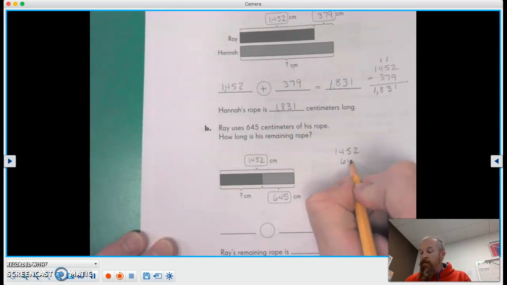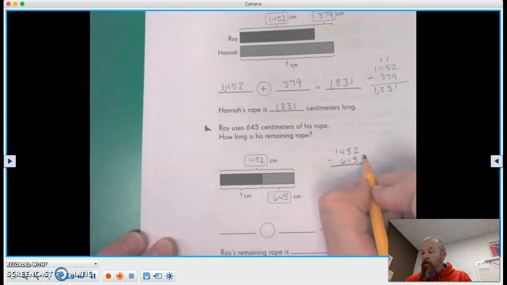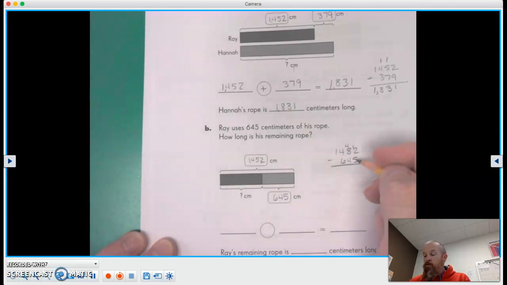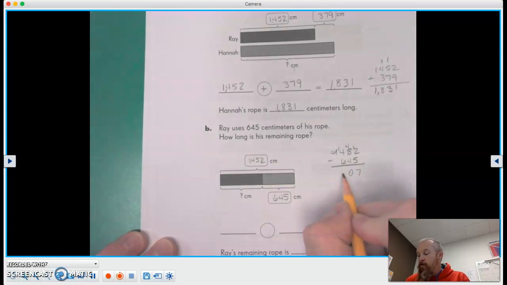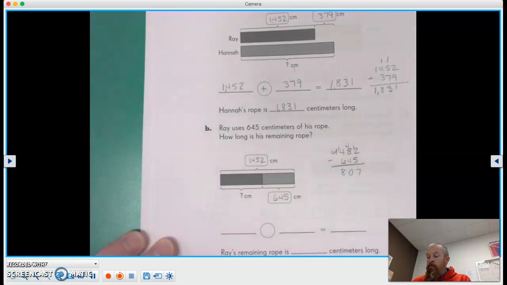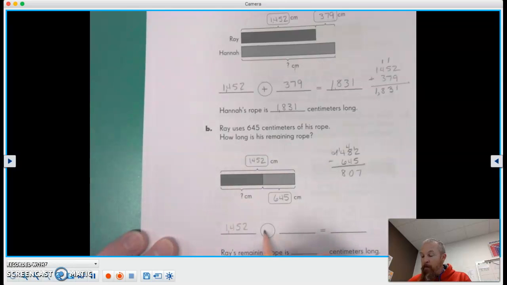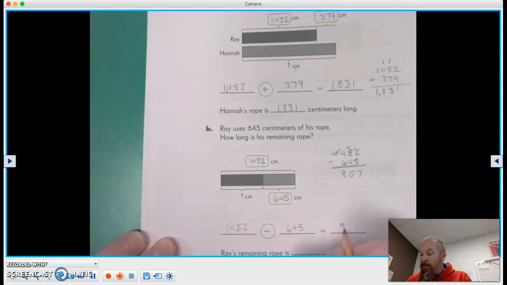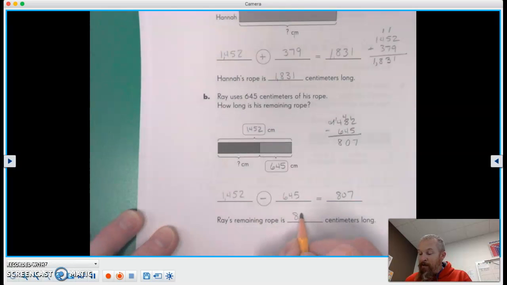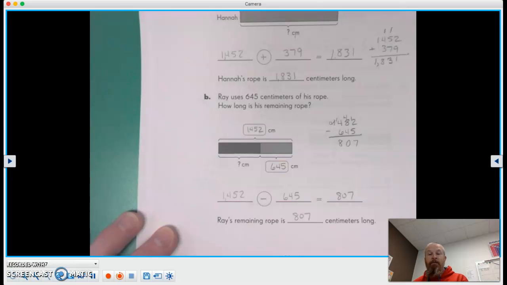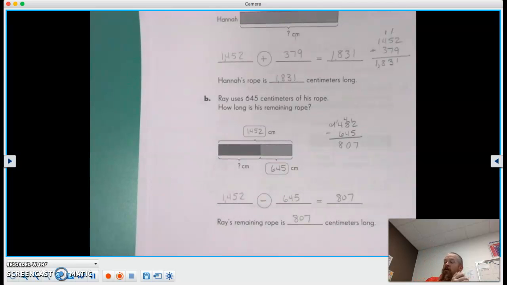1,452 minus 645. I gotta borrow. 12 minus 5 is 7. Number's the same, 0 is the game. Borrow again. All right, so we have 1,452 minus 645 equals 807. So Ray's remaining rope is 807 centimeters long.